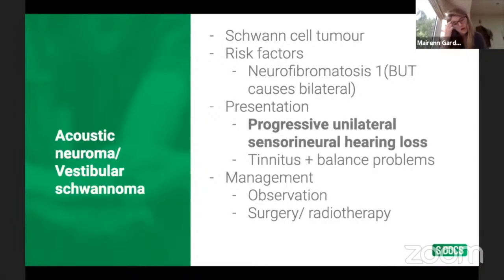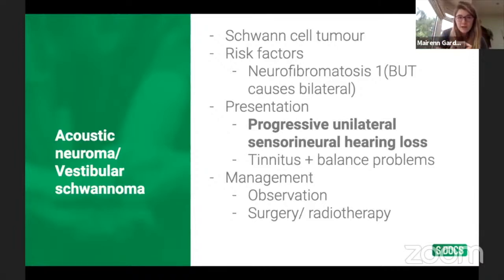Acoustic neuroma or a vestibular schwannoma is one of those things that is quite often asked about in MCQs. Obviously, it's a tumour, so it is something to be concerned about. However, what a lot of people don't appreciate with acoustic neuroma is that it's a very, very slow-growing tumour. Because of this, often these patients will present with quite progressive, slow, gradual loss of hearing. And then also present with tinnitus and balance problems.